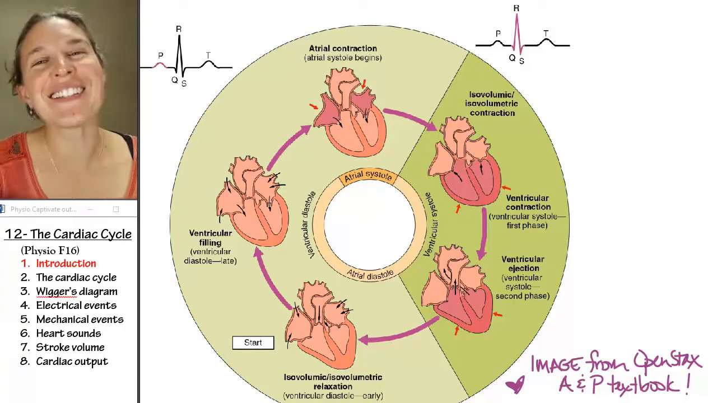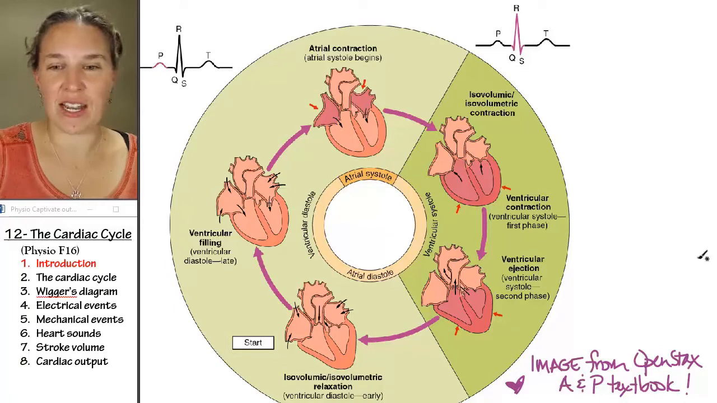So let's start with a definition of the cardiac cycle, and that will get us rolling.